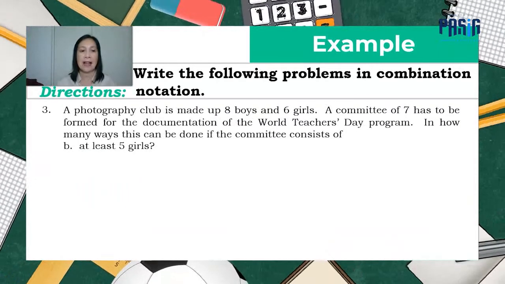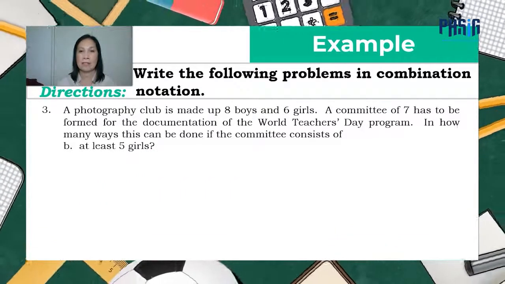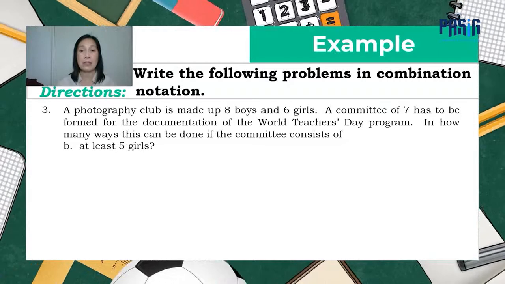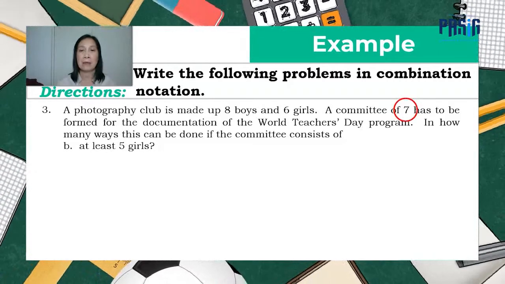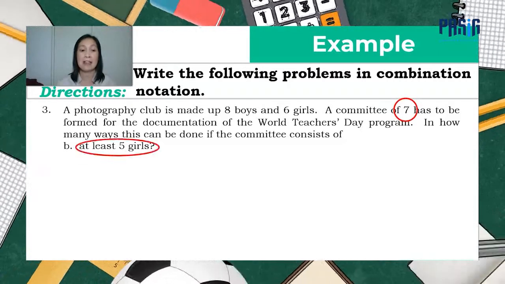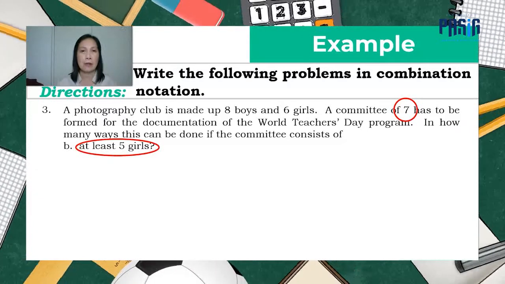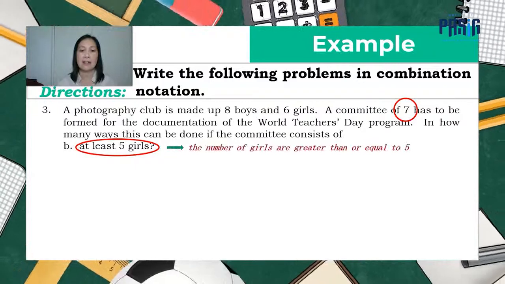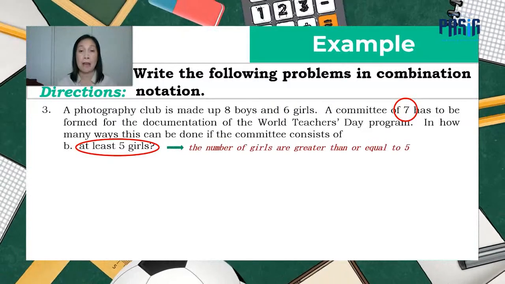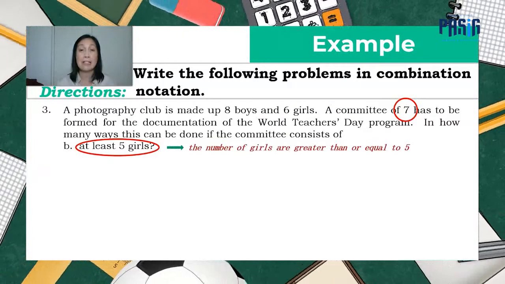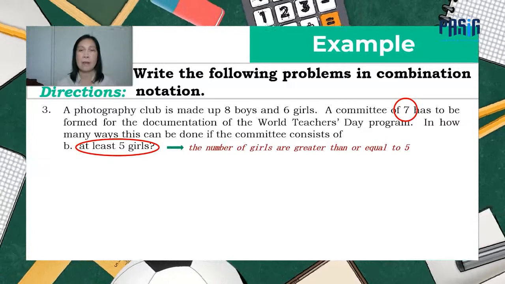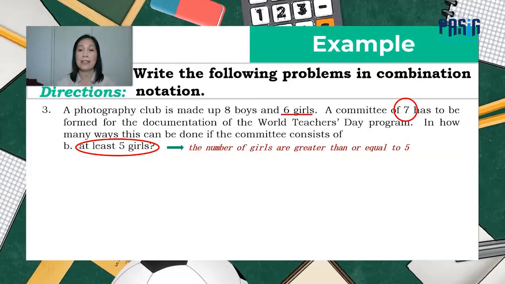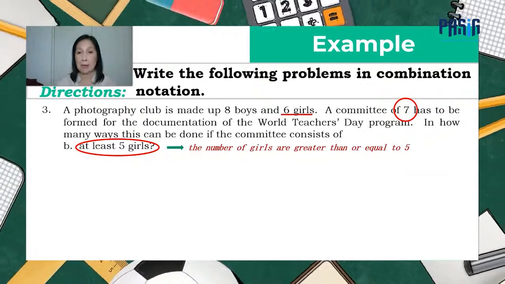Letter B. At least 5 girls. Let's review again what is being asked in the problem. A committee has to be formed with 7 members, and these members must consist of at least 5 girls. What do we mean by this? It means that the number of girls is greater than or equal to 5. So, it can be 5 or 6 girls. How about 7? No, it's not possible since there are only 6 girls in the problem.